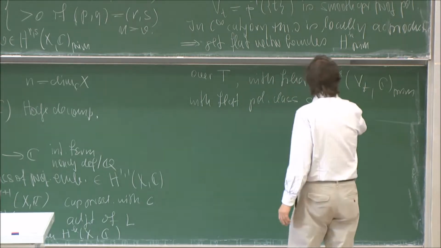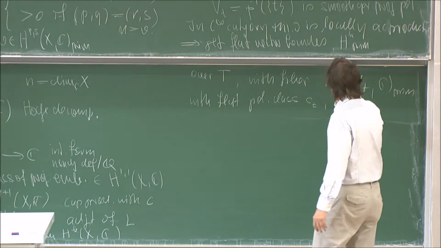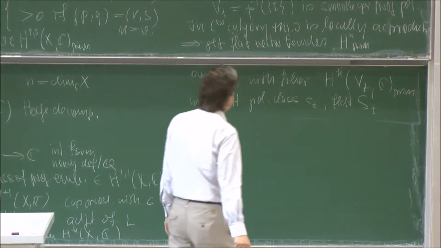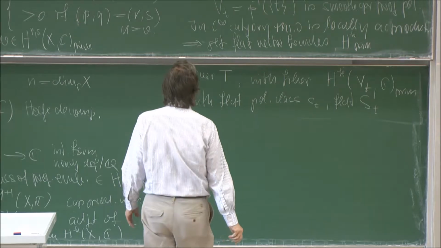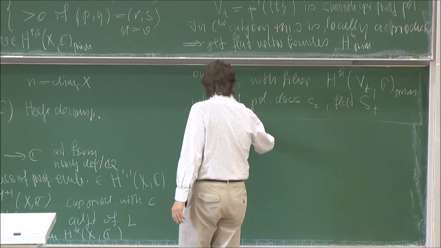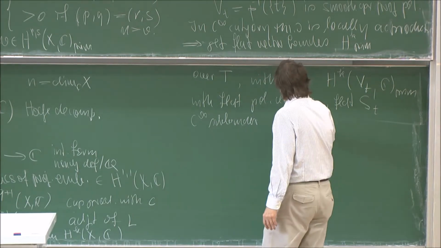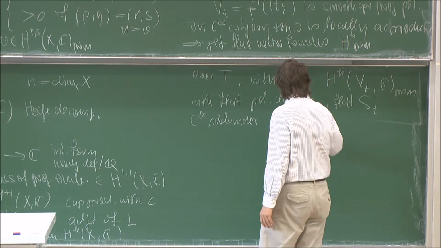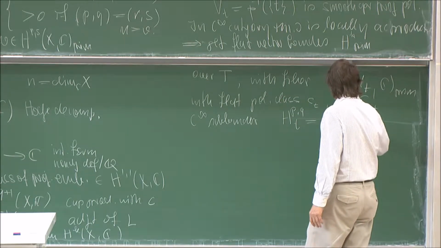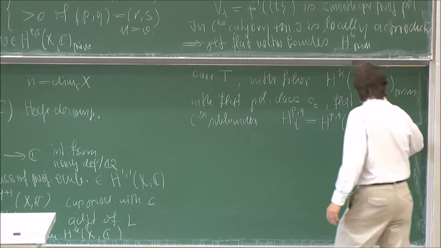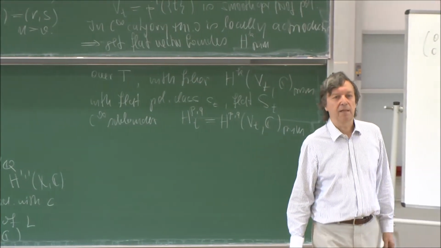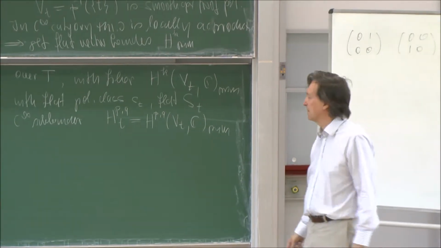And intersection pairing S for each T on the fiber, and C infinity subbundles H^{p,q}_t, namely H^{p,q}_t primitive. So let's see, infinity, and we are in a holomorphic context.